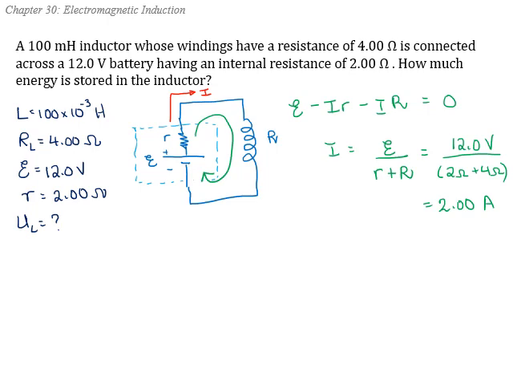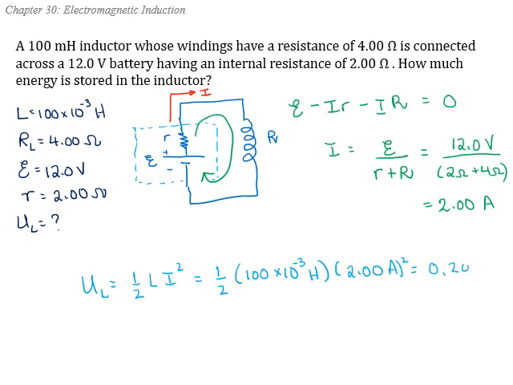Okay, let's find our energy next. The energy stored in an inductor is 1/2 times the inductance times the current through it squared. So we've got 1/2 times 100 times 10 to the minus 3 henries times 2 amps, and that 2 is squared, which gives us a total energy of 0.200 joules. That's the energy stored in that inductor.